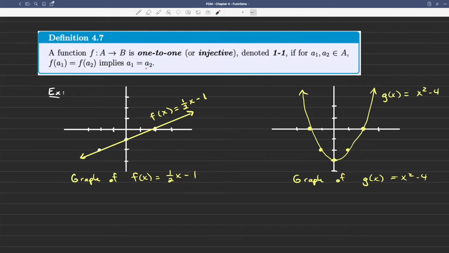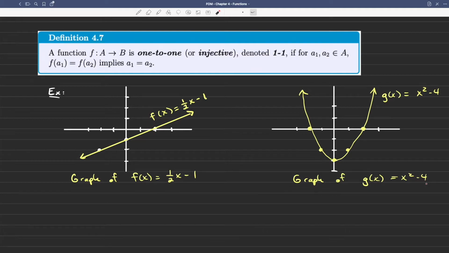So let's consider a couple of examples here. Here we have a couple of standard functions. On the left we have the linear function f of x equals 1/2 x minus 1. And on the right we have the function g of x equals x squared minus 4, so a parabola pointing upward. And you can actually tell just by looking at the graph whether the function's one-to-one or not.